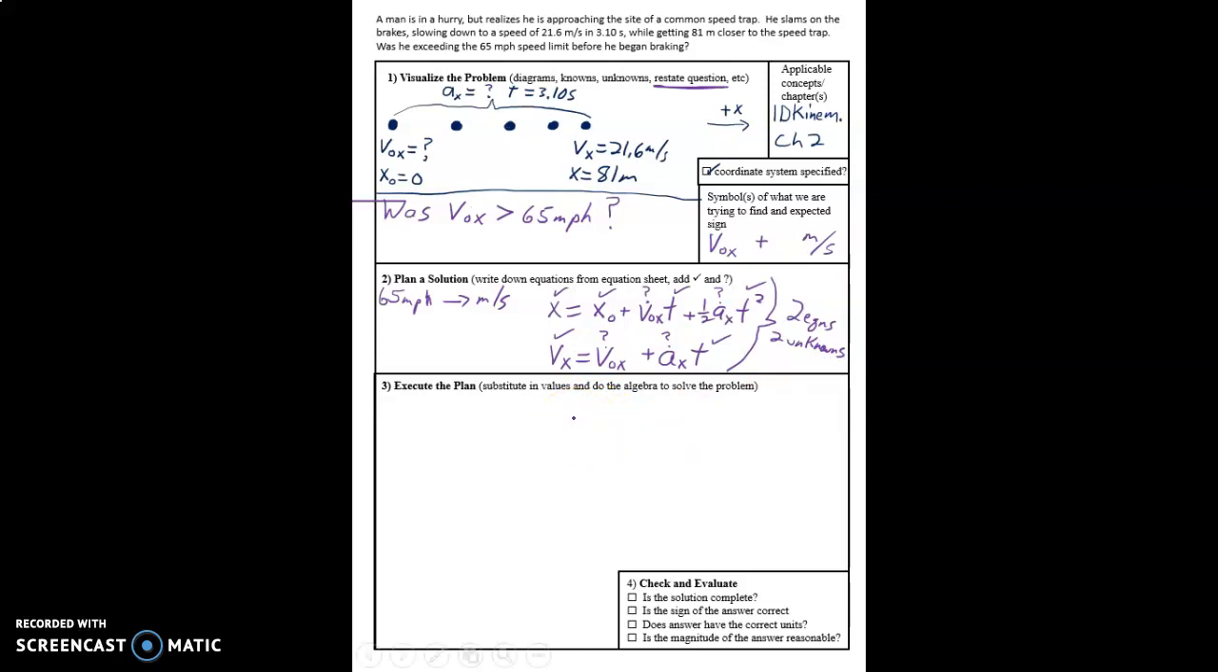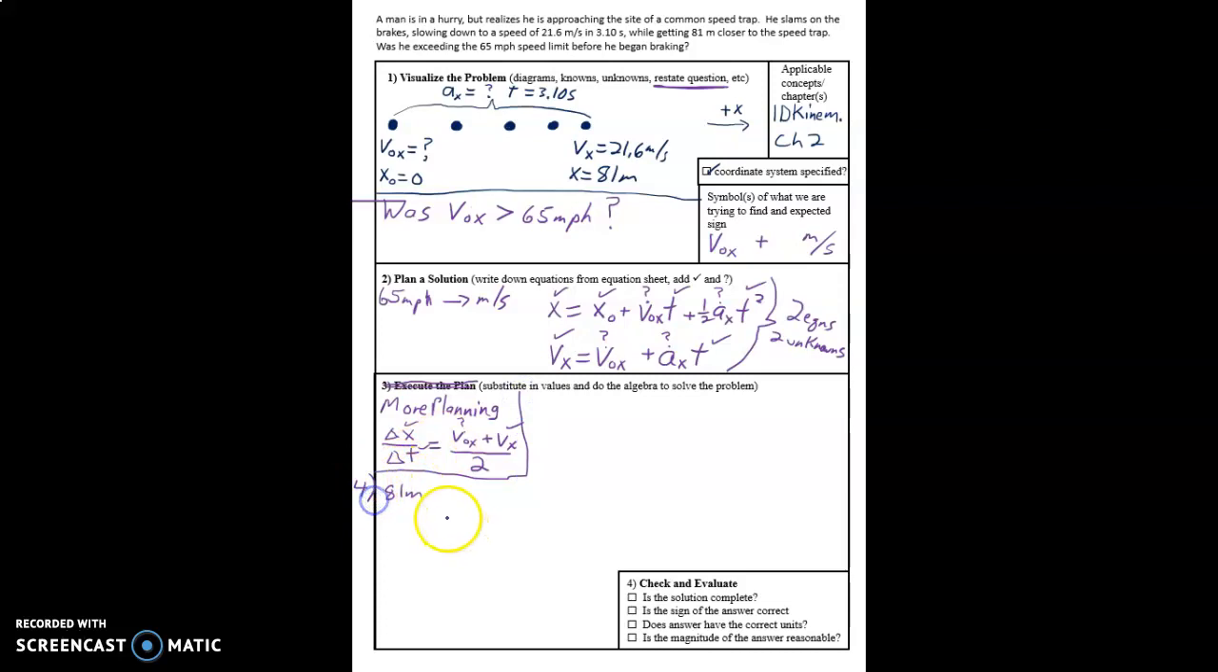However, we can do this a different way that does not involve using two equations and two unknowns. If we look at our equation sheet, we also see this equation here. And we know delta x, and we know the time, and we know the final velocity. So this equation here just has one unknown in it, and we can solve for that. 81 meters. So this was part of our plan.